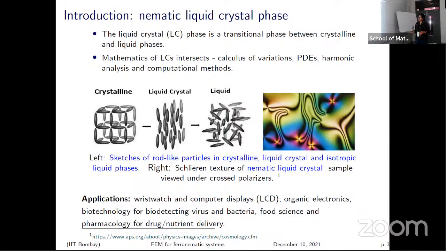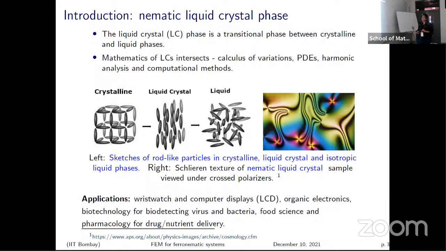This is an optical texture of a nematic liquid crystal sample, viewed under cross polarizers. These points with emergent brushes are the different defect points in nematic liquid crystals. Nematic liquid crystals are the simplest liquid crystal phase. They are formed of rod-like particles.